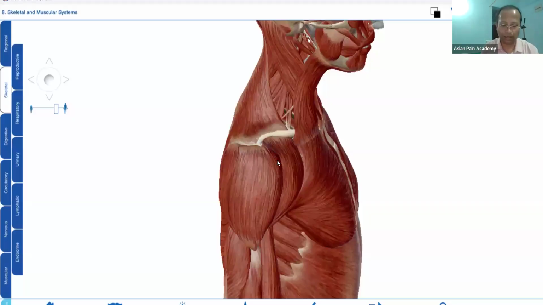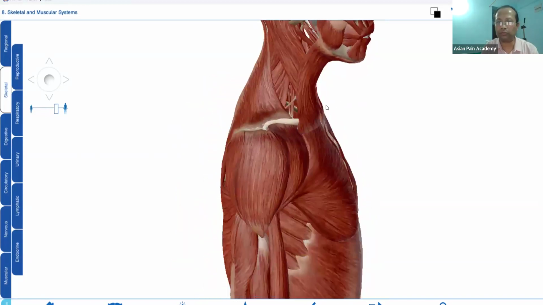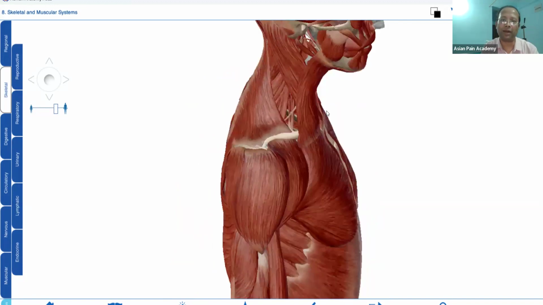When we are talking about the muscles, we will start with the anatomy. So here, this is a 3D anatomy. Just see. So for remembering purposes, the muscles we can divide into one superficial group, layer 1, and then a deep group, that is layer 2.